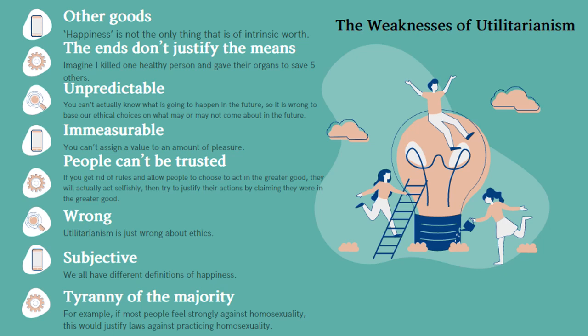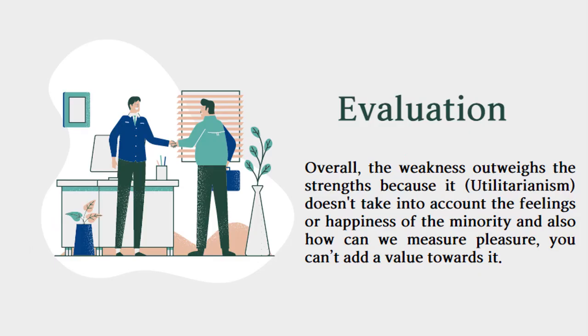Next is, it is wrong. Utilitarianism is just wrong about ethics. Next is, it is subjective. We have different definitions of happiness. Happiness is subjective. And lastly, there is this tyranny of the majority. For example, if most people feel strongly against homosexuality, this would justify laws against practicing homosexuality.